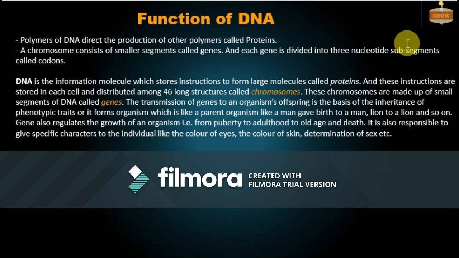so that the offspring forms like the parent organism, like a man gives birth to a man, a bird to a bird, a lion to a lion, and so on. The genes also regulate the growth of an organism, that is from puberty to adulthood to old age and death. They are also responsible for specific characters of the individual, like the color of the eye, the color of skin, and determination of sex, and many things.